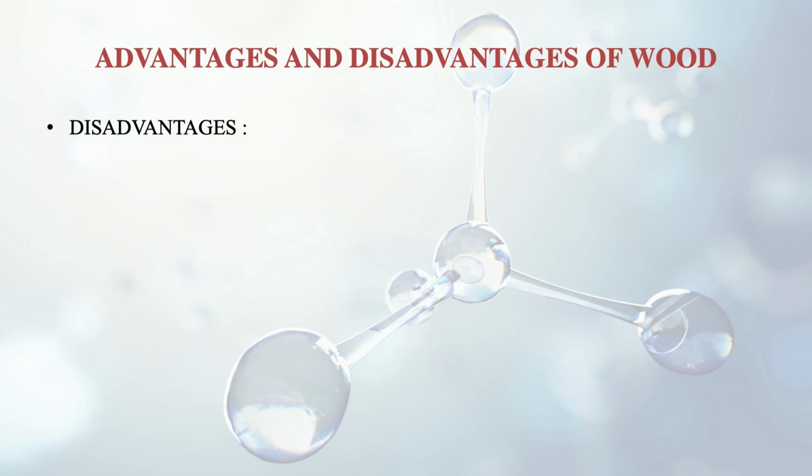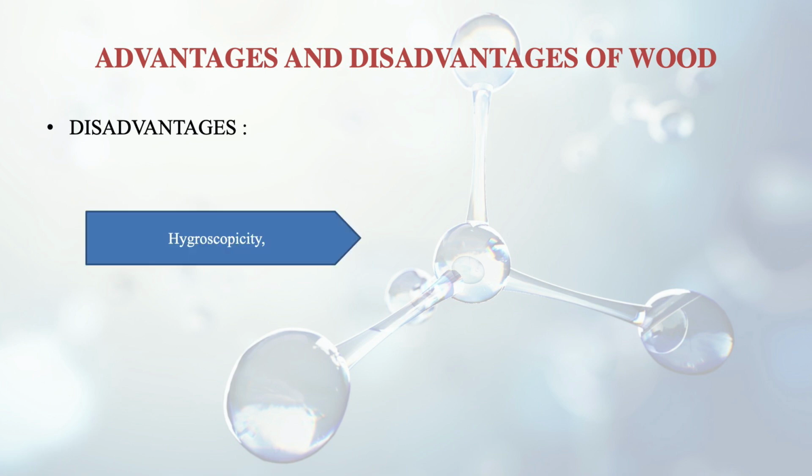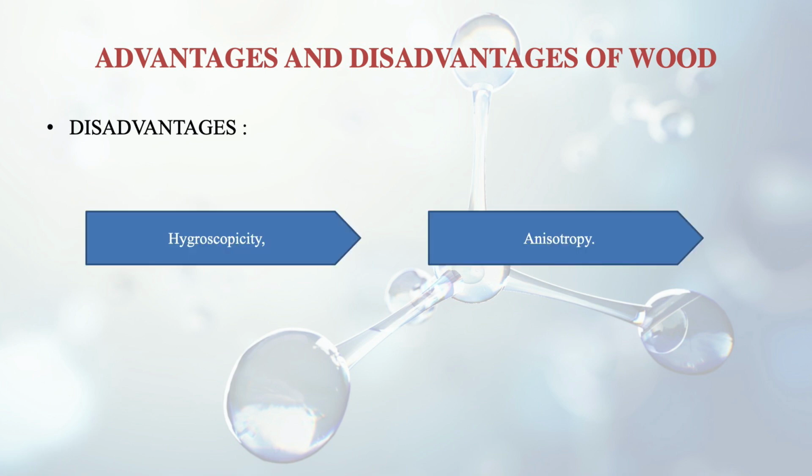Coming to the disadvantages of wood, it has hygroscopicity and anisotropy. Like discussed earlier, it absorbs water, so it weakens if it absorbs water, so it's a disadvantage. Then anisotropy, I discussed earlier also that in one direction it may have very good properties, in the other direction it may not.